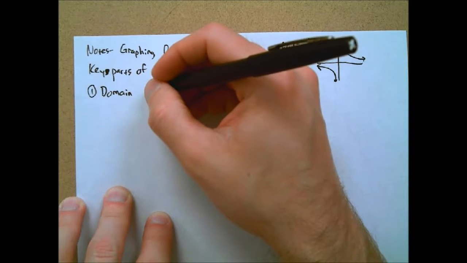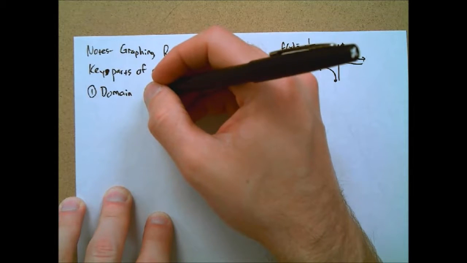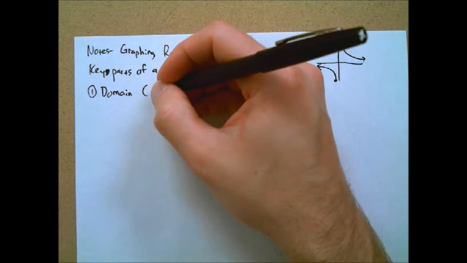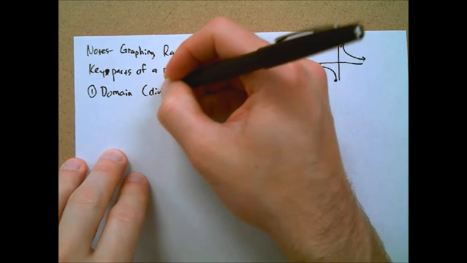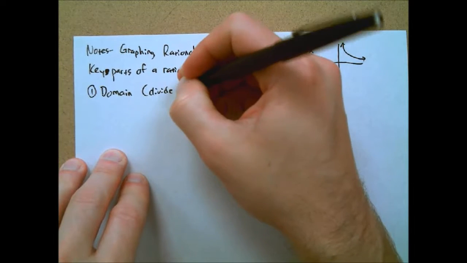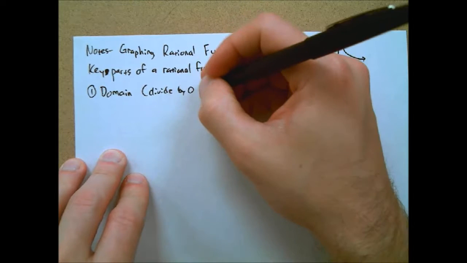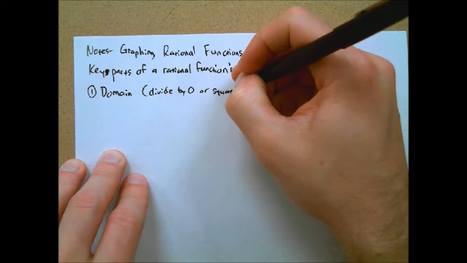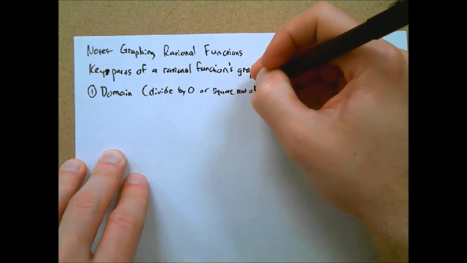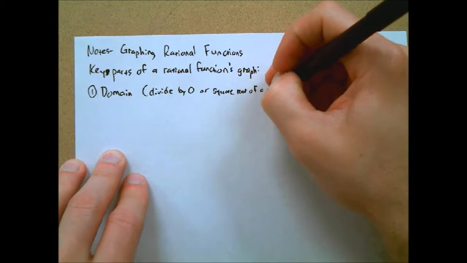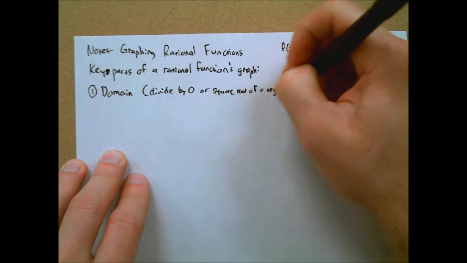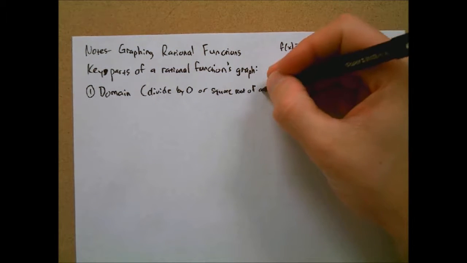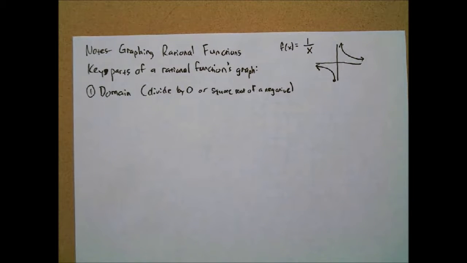And what are the two main kinds of domain restrictions that we want to look out for? We never want to divide by 0 or take the square root of a negative. The majority of the time, we're going to be looking for dividing by 0. That's going to be the main one. We won't see a whole lot about taking the square root of a negative. Definitely, bless you, dividing by 0.